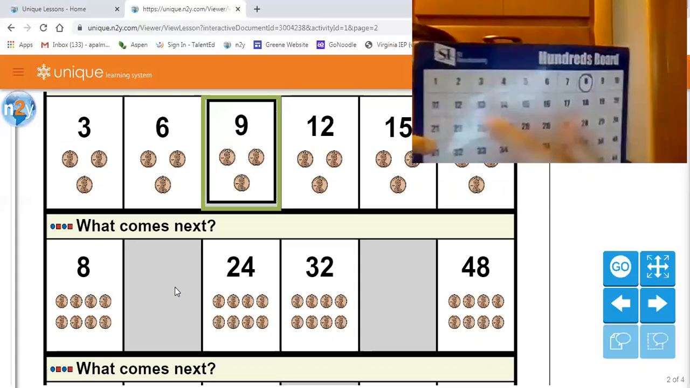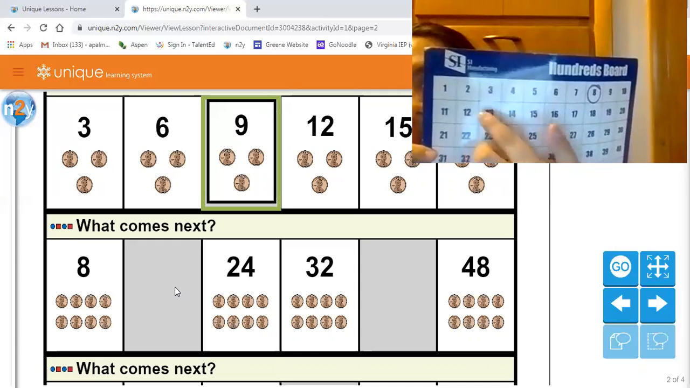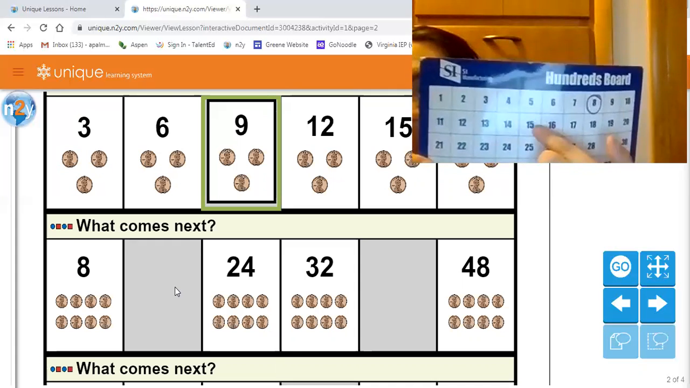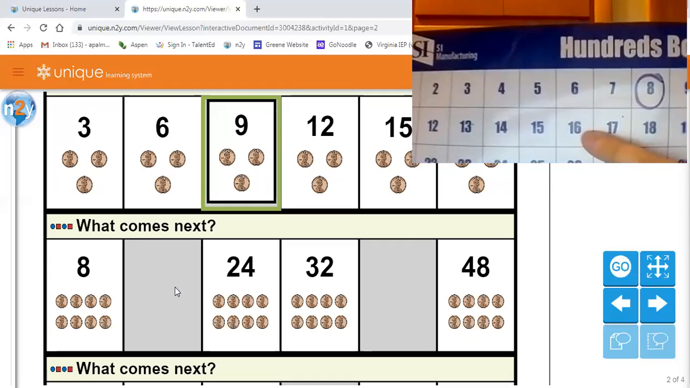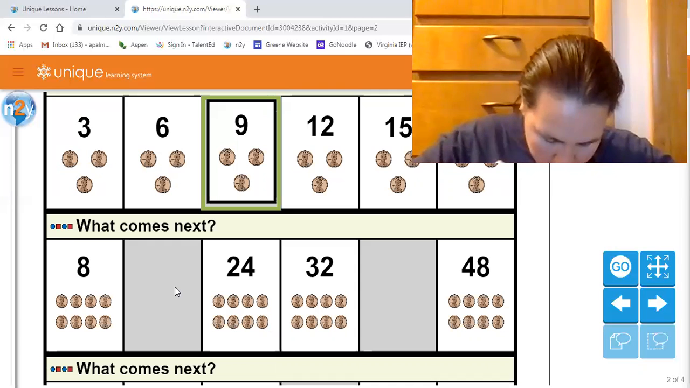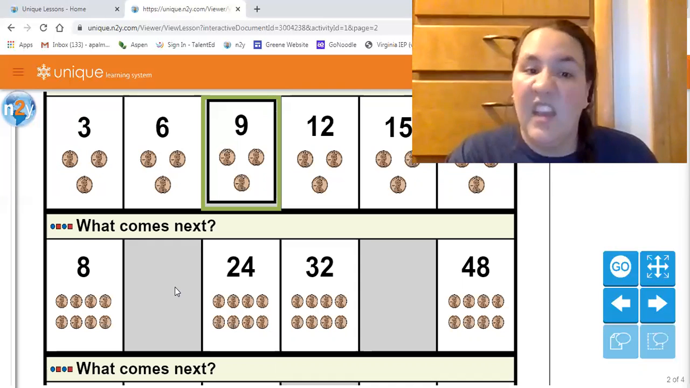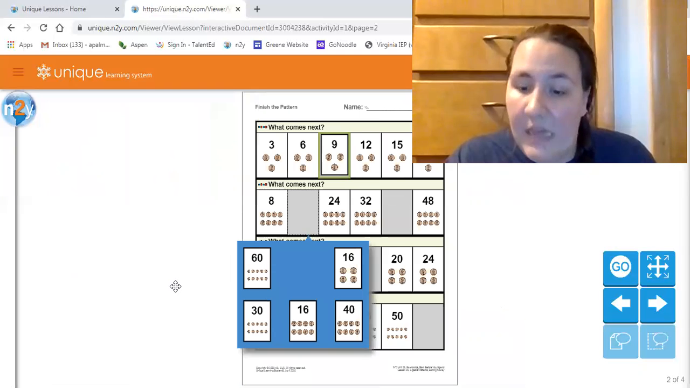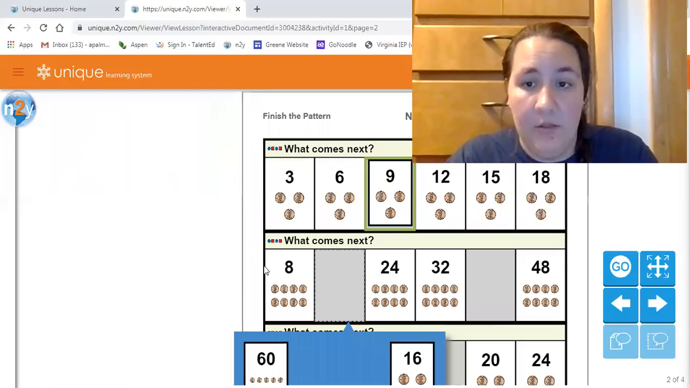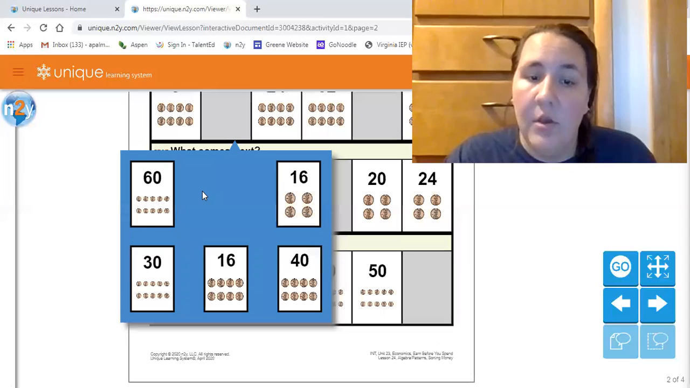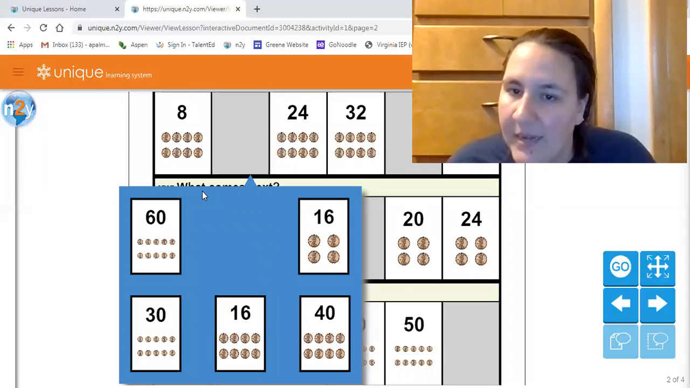1, 2, 3, 4, 5, 6, 7, and 8. What number did we land on? Beautiful job, 16. Okay, can you find the number 16, but it needs to have 8 pennies on it, not 4 pennies, because we're counting by 8s. So can you find the 16 that has 8 pennies?